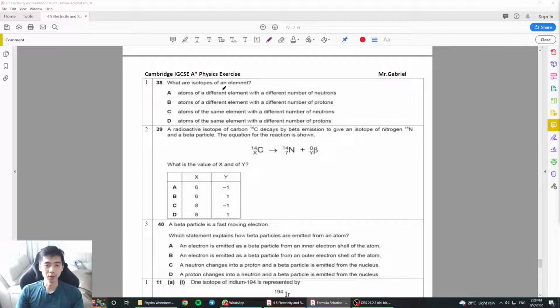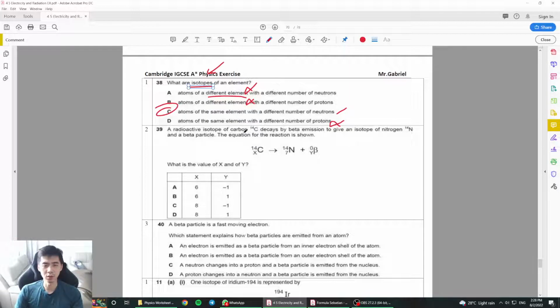What are the isotopes of an element? Definition of isotopes is same proton, different neutron, but with the same chemical properties. So different element, wrong, different element, wrong. Same element with different number of neutrons possible, same number, no, it should be the same proton, different neutron. So C is the definite answer here.